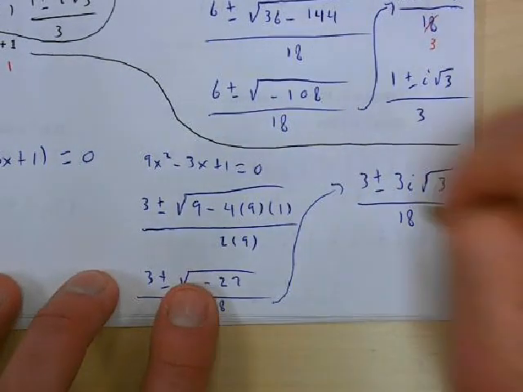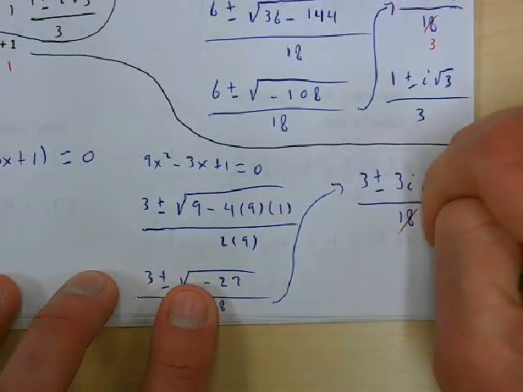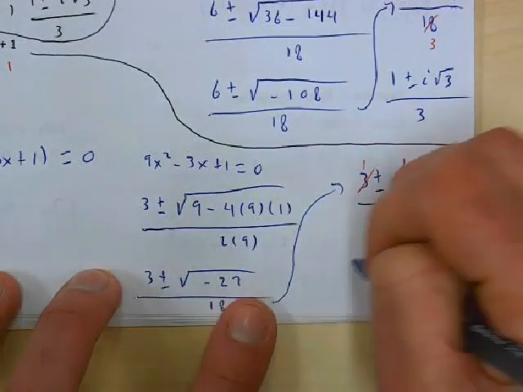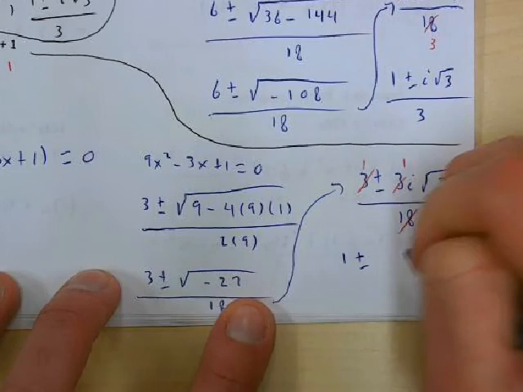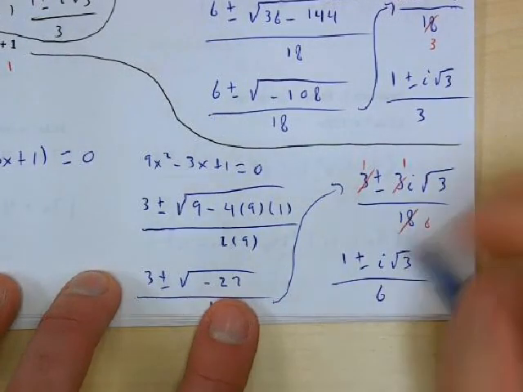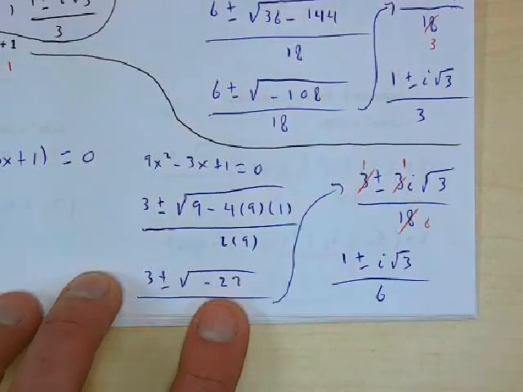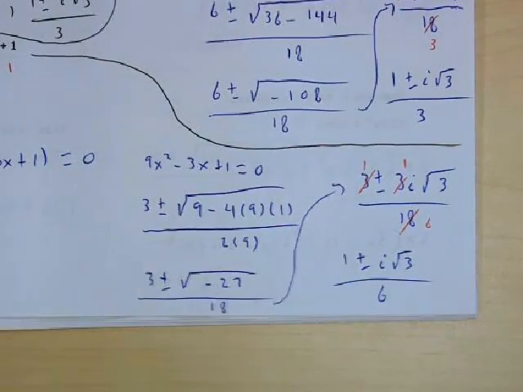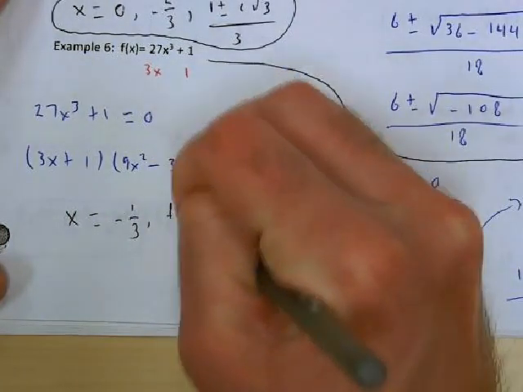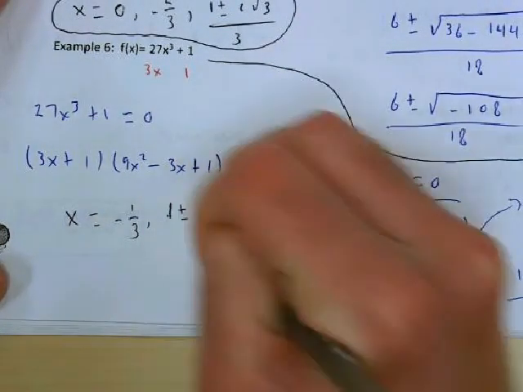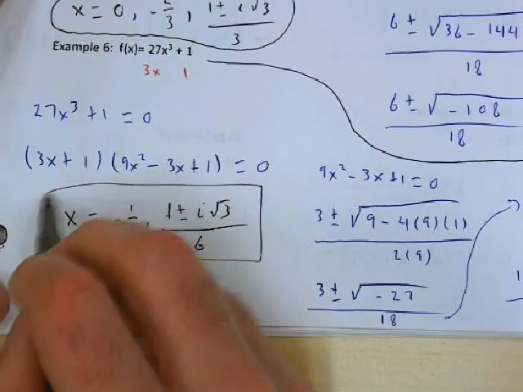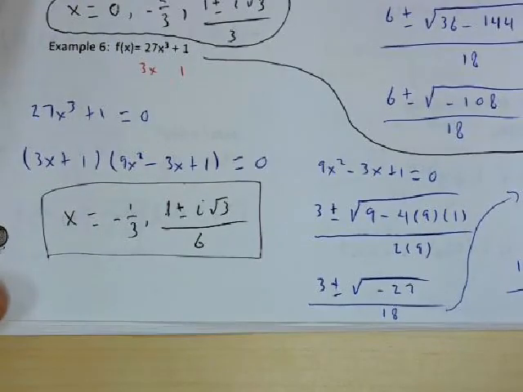We divide everything by 3. I get 6 here, 1 there, 1 there. So our final answer is 1 plus or minus I root 3 over 6. And then that is going to give us our two imaginary solutions. Let's add those to our list over here. 1 plus or minus I root 3 over 6. And those are our 3 answers for the last problem. Sorry, we stumbled through that one.